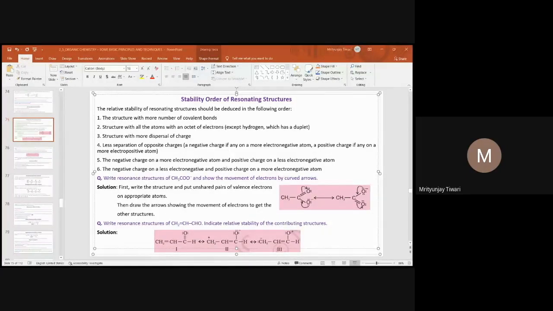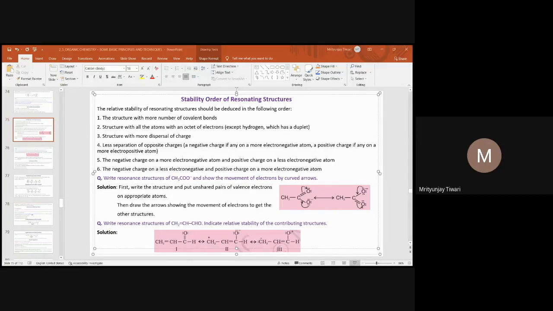Now let's see the next question. Write resonance structures of CH2 double bond CH and indicate the relative stability of the contributing structures. So we have to write the resonance structures of this aldehyde. We will write this CH2 double bond CH as already given. We will just open up this carbon, this aldehyde functional group, so there is a C double bond O and a CH bond. The rest of the bonding is already shown.